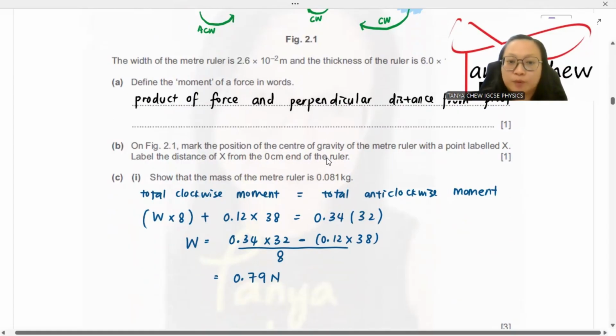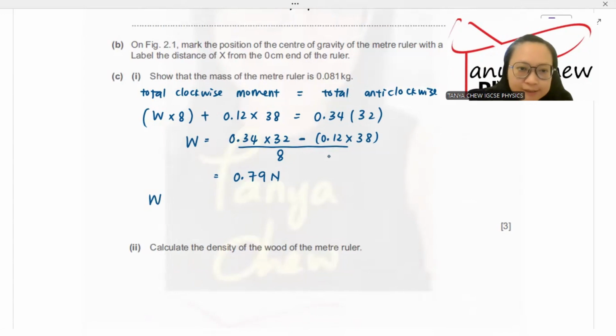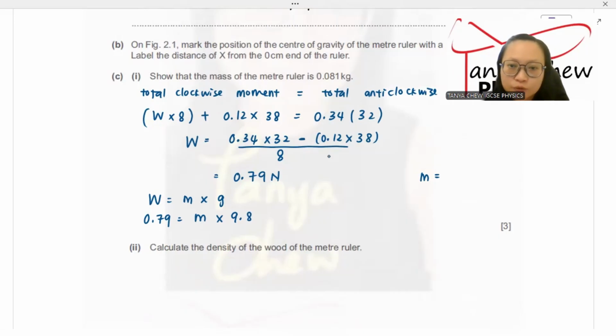0.79 Newton. Hold on, this is not the end of the answer because you have to show that the mass of the meter ruler is 0.081 kilogram. This is just a weight. But what's the relationship between mass and weight? Weight is equal to mass multiplies by gravitational acceleration. Weight is 0.79, mass multiplies by gravitational acceleration, which is 9.8. Therefore, the mass is equal to 0.79 divided by 9.8. And I got 0.0806 kilogram. I round it off to 0.081 kilogram, and I'm done.